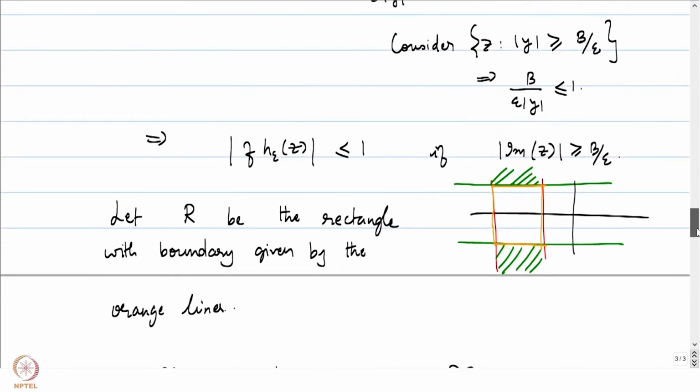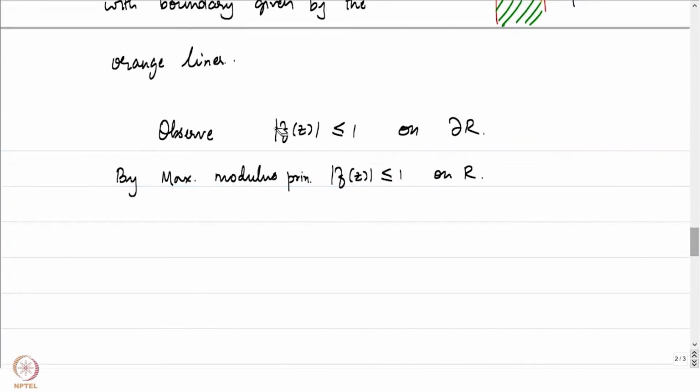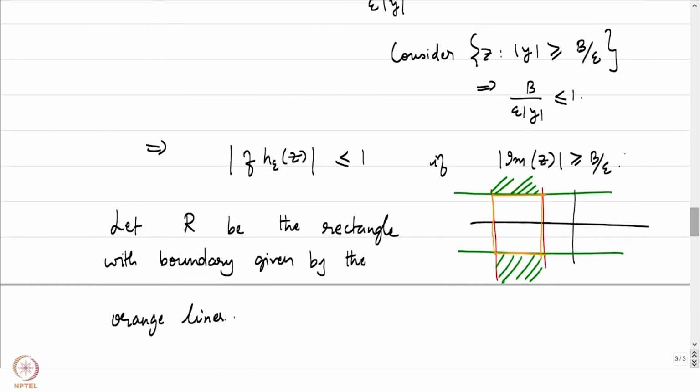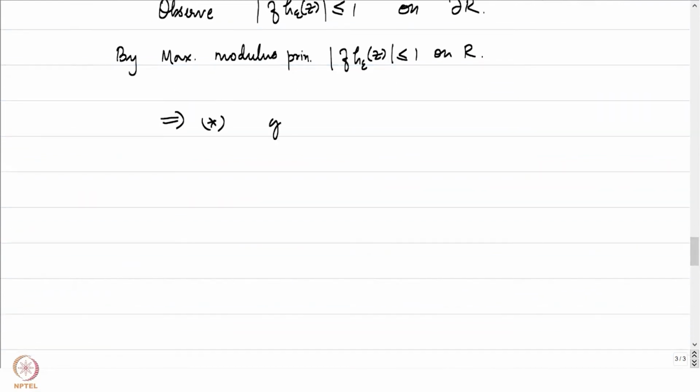And we already have that in the shaded region, the absolute value is less than or equal to 1. Absolute value of f times h epsilon. So let me not make the fundamental mistake here. This is what we'll get to conclude. So we get to conclude that the absolute value of f times h epsilon of z is less than or equal to 1 on R. And by combining this with the observation star, star gives absolute value of f h epsilon of z is less than or equal to 1 on omega bar rather.